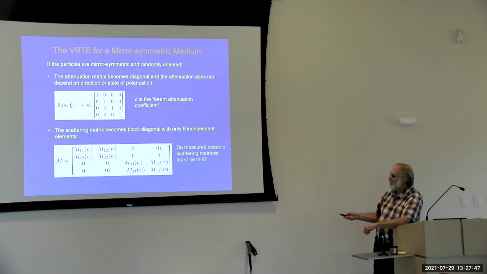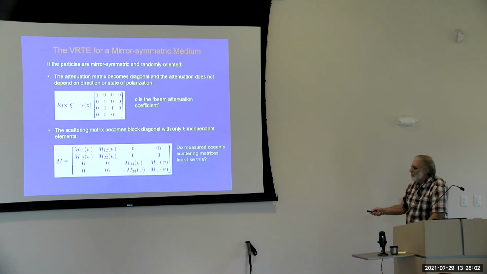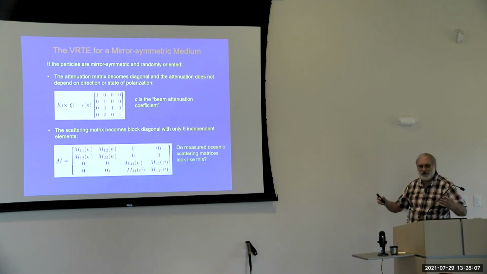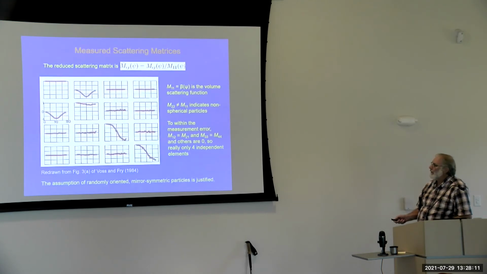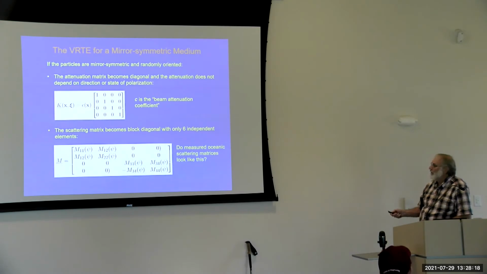There's a little block of 2x2 here and 2x2 here. These two are equal, and these two are equal, except the sign is different. So there's really 1, 2, 3, 4, 5, 6 independent elements. So you could measure these 6 elements here, and then you'd have what you need to do full-blown radiative transfer calculations. Okay, so if we go back, what does this thing actually look like measured in the ocean?